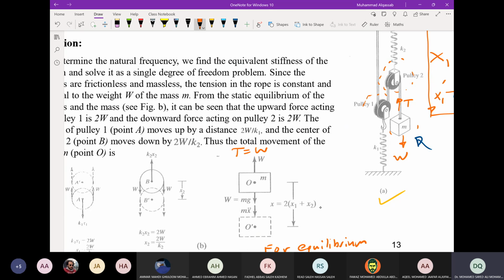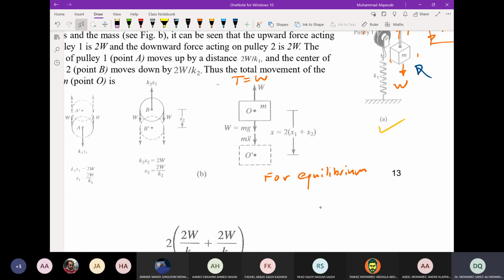And the spring force by Hooke's law is K2 times X2. X2 is the change in length, the change in position of the pulley, which is also the change in length in the spring. So the spring force by Hooke's law is K2 X2. And you can use for equilibrium, sum of forces equal to 0. You will get that K2 X2 equal to 2W, or X2 equal to 2W over K2.